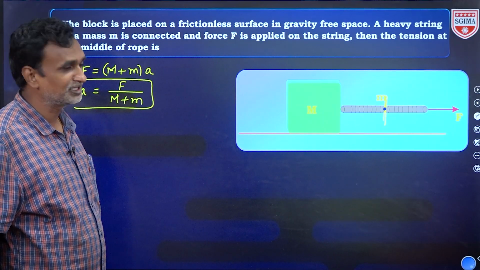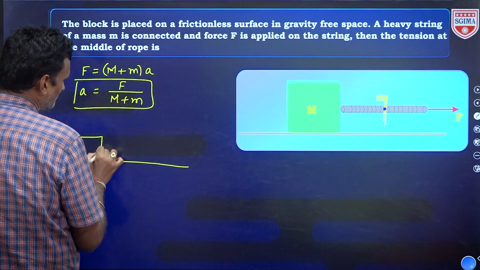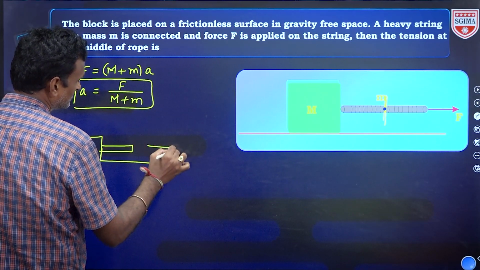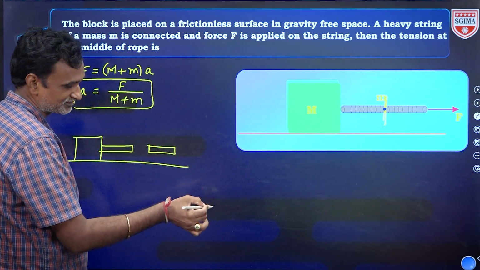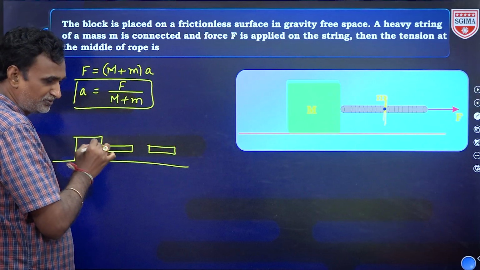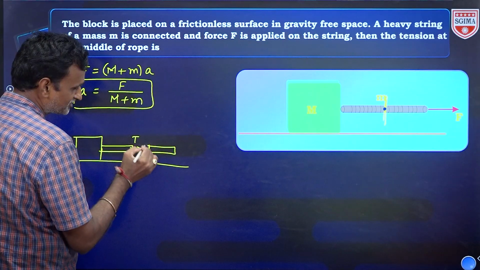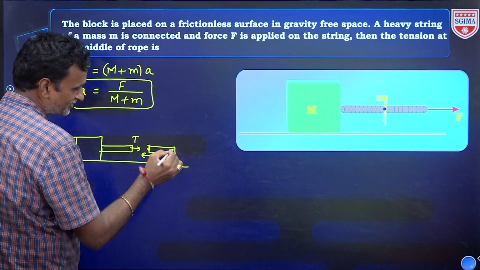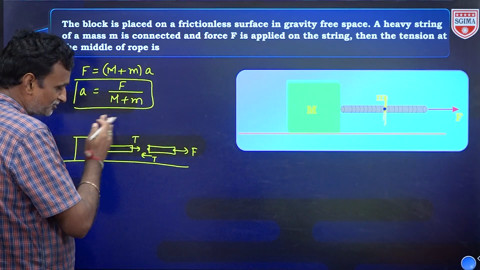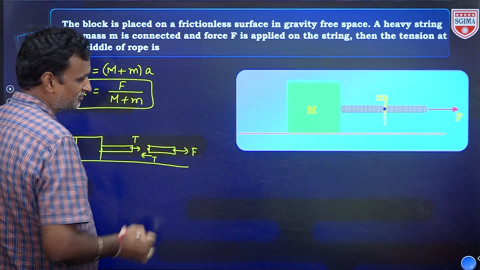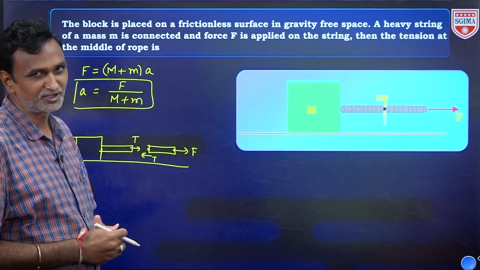Now they are asking for tension at the midpoint. So first we need to take a free body diagram of this portion, and if you take this portion alone, you will get the answer. Here it is pulled to the right by tension, here it pulls to the left with tension, and here the force is to the right. I am taking the back portion. You can also take the front portion to solve it. No problem, the same answer will come.